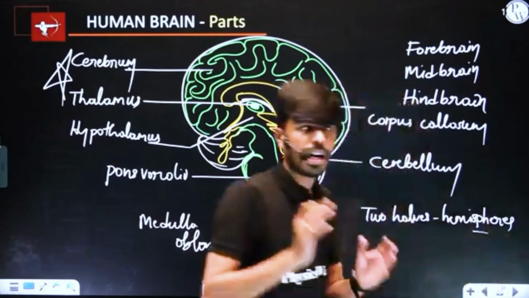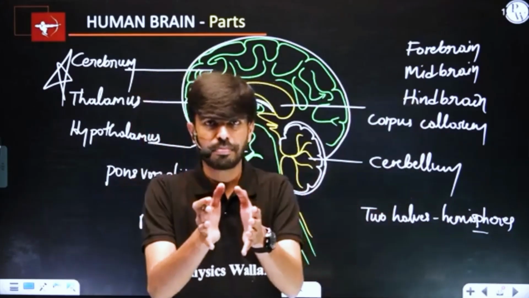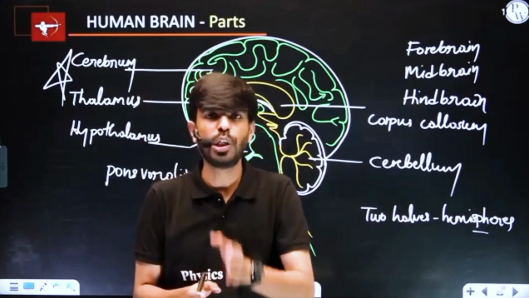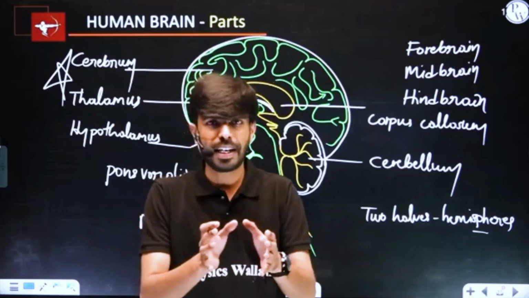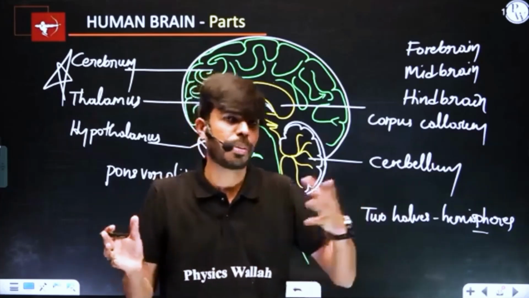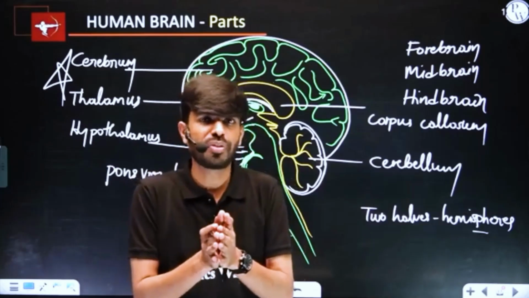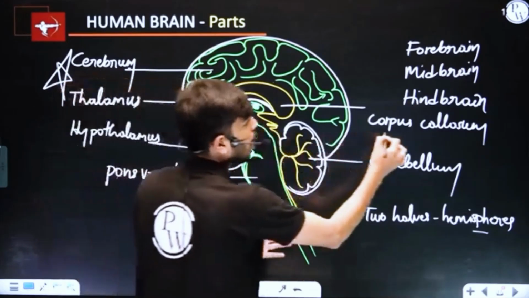Okay, right hemisphere and left hemisphere. The brain is there. In between, in the exact center, there is a cleft. That cleft divides the brain into two hemispheres, right and left. Both hemispheres get connected by a bundle of nerve fibers called the corpus callosum.